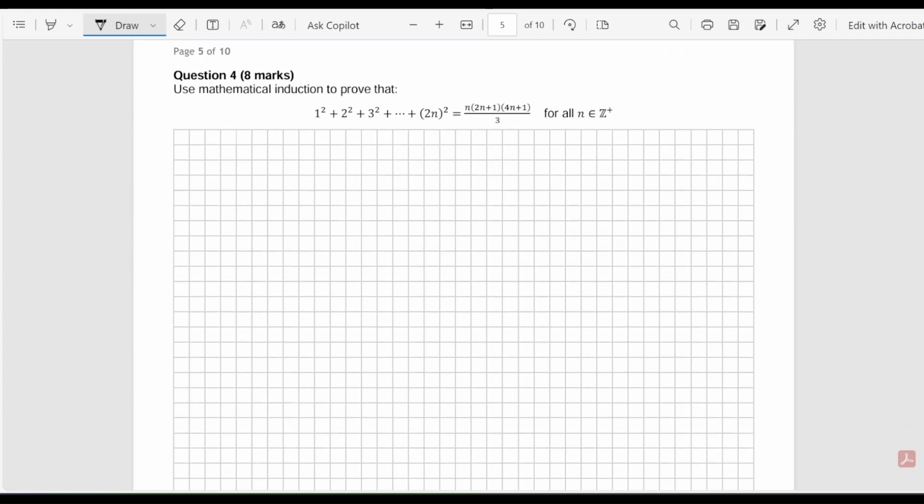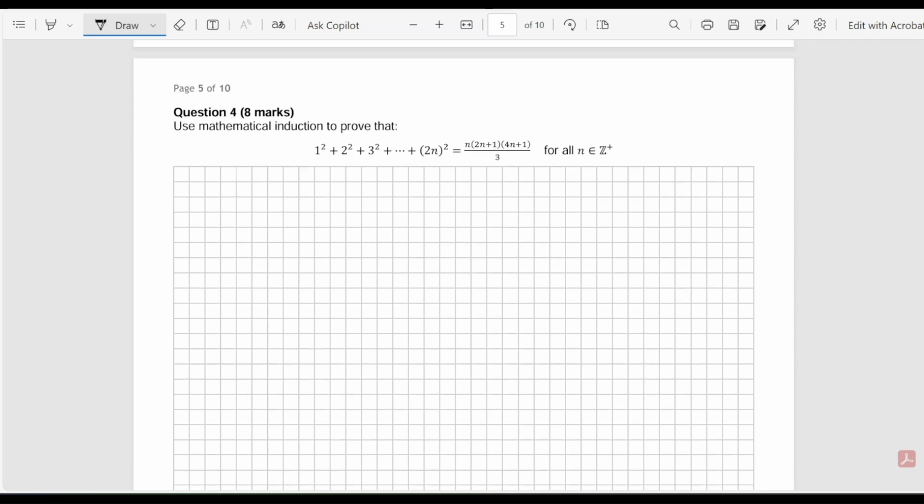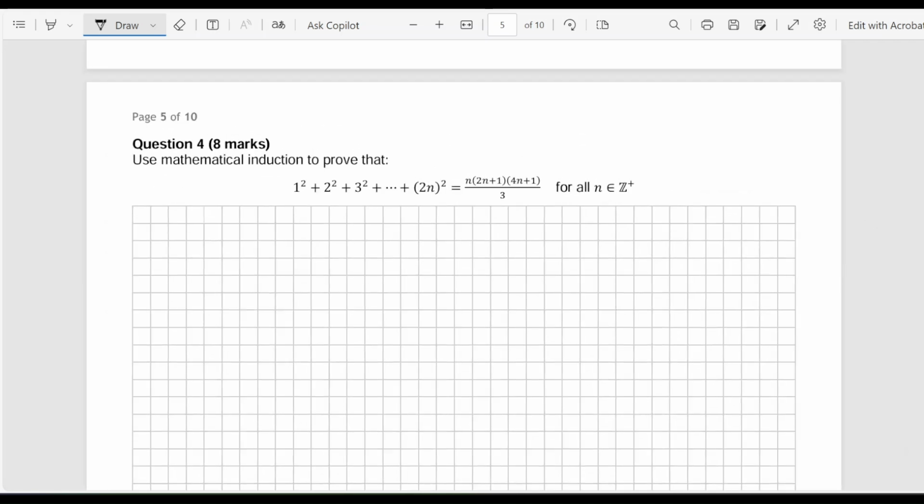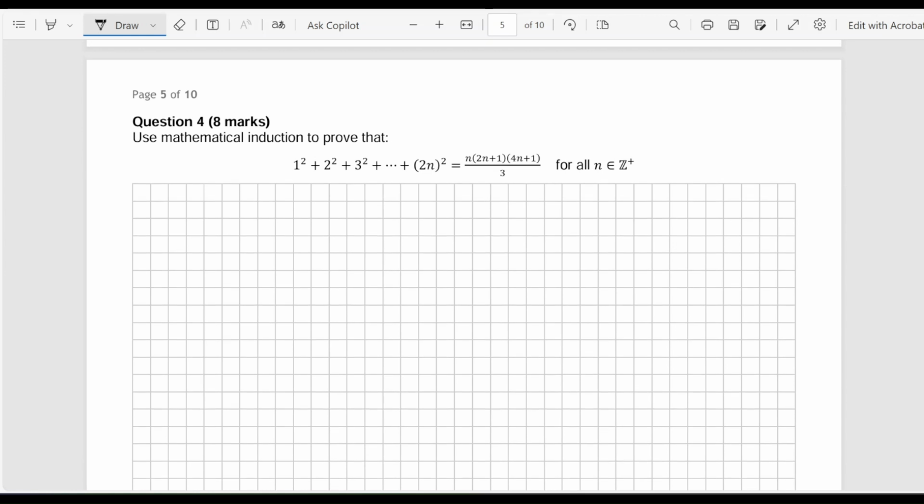All right, this induction here is absolutely brutal. I will not lie. It's a pretty horrible one, but we'll get through it. So pretty much what you need to do, we'll start, let P(n) be the statement. 1 squared plus 2 squared plus all the way up to (2n) squared is this horrible thing.